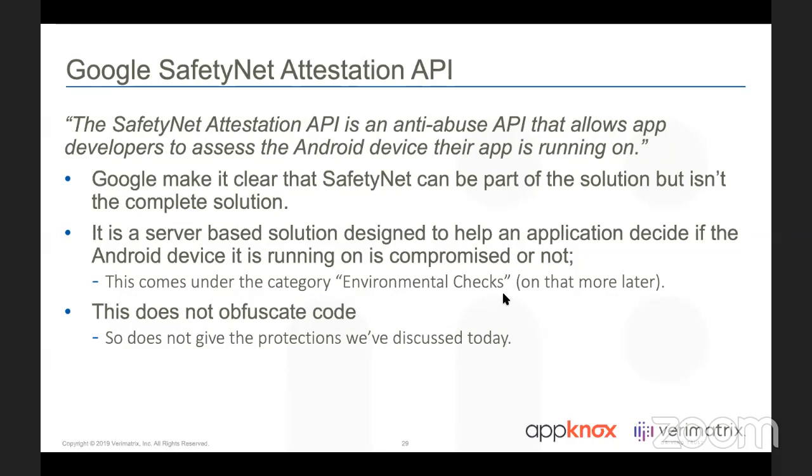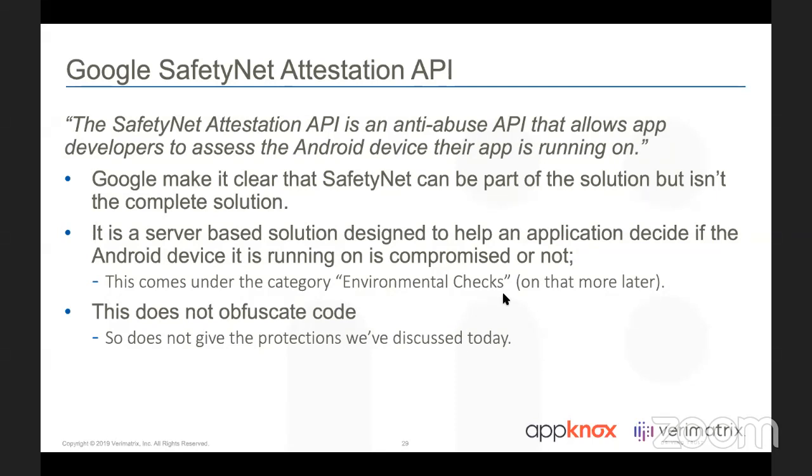And it's a server-based solution, and it's there to help you as an app developer, or help the app itself, decide if the Android device is compromised or not. It's a category of checks that we class as environmental checks. I'll discuss that in a bit more detail in a few minutes. But it's not providing any obfuscation or any real protection to the code itself. What it's doing is allowing the application to validate that it's running within a trusted environment, within an Android device that appears to be legitimate and hasn't been modified or compromised.